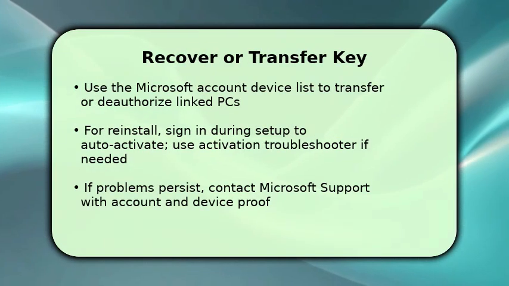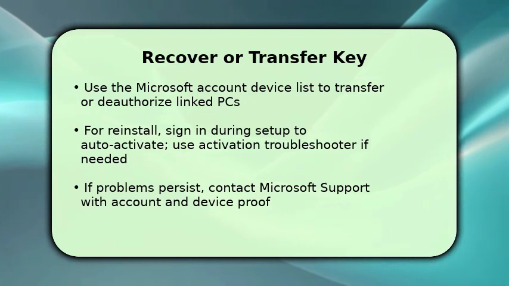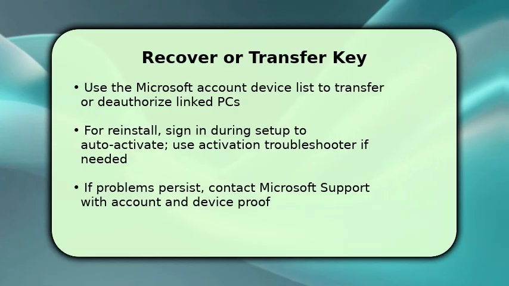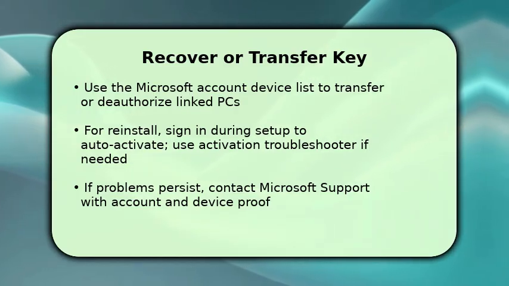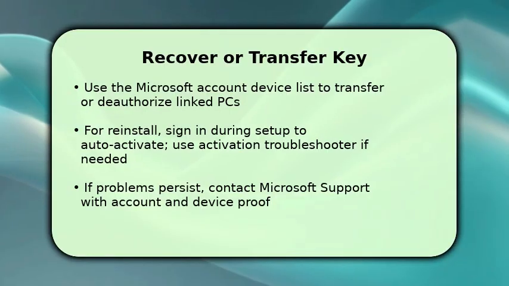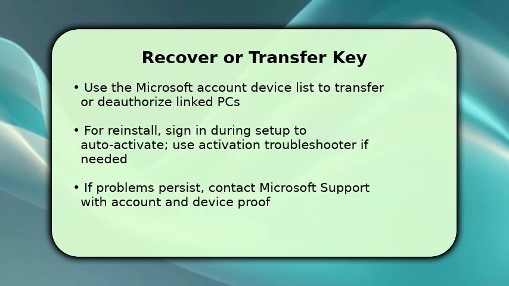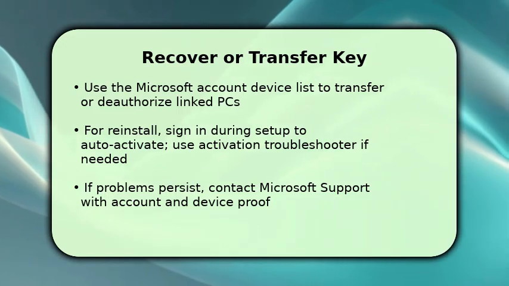To finish, if reinstalling or moving Windows, sign into the same Microsoft account during setup so activation happens automatically. That uses the stored digital license. If activation fails, run the activation troubleshooter in Settings or use the device list on your account to remove old devices and free the license.